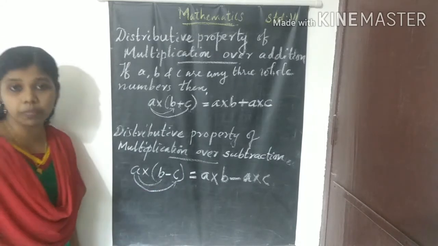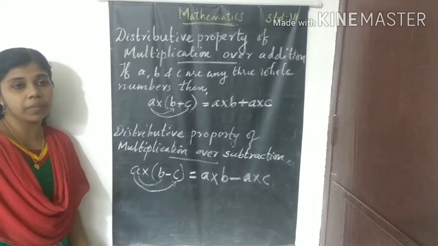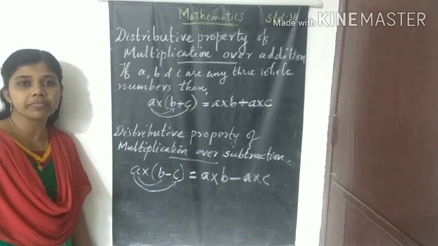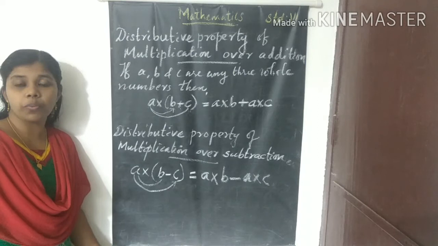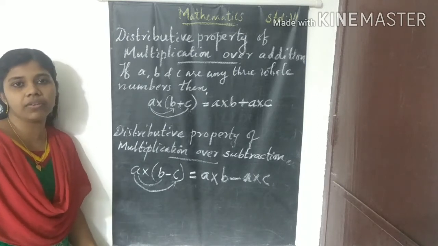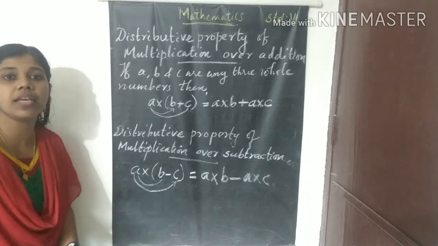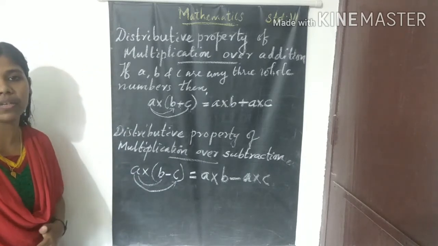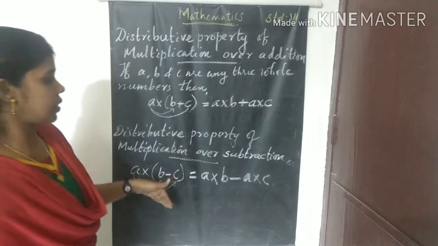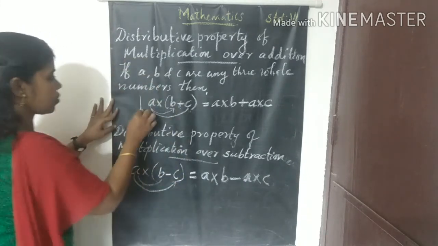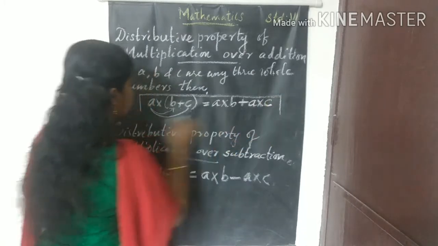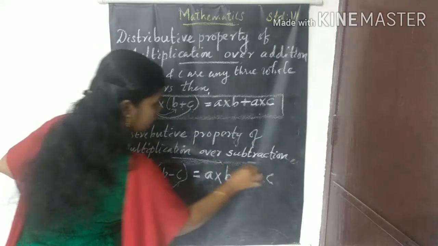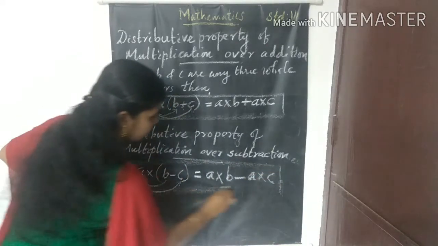Where is the distributive property of multiplication over subtraction and addition used? In finding the product of numbers easily. Okay, how can we easily find the product of 3-digit numbers, 2-digit numbers, etc.? Okay, first you have to write these two properties in the box. Okay, all of you learn these two properties by heart also.